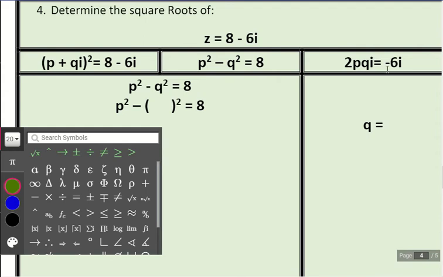Now we can solve for q. Remember, when you're trying to solve an equation, you can only solve for one variable at a time. So rather than dealing with p and q, we want to get q alone. In order to do that, we need to divide by everything that is not q, so 2pi, and I'm going to do that to both sides of this equation.